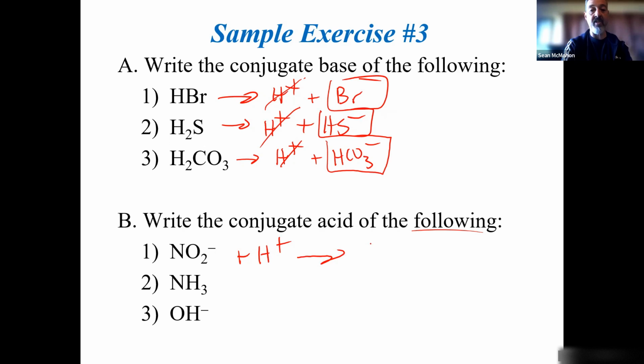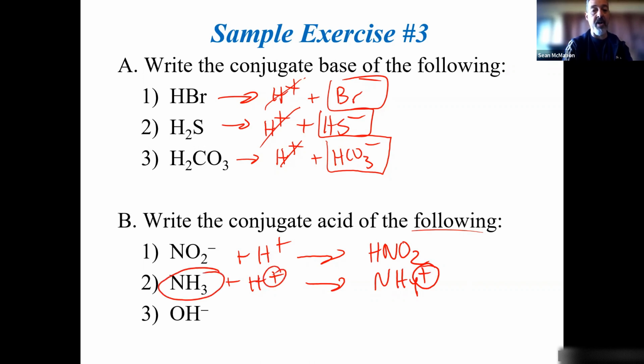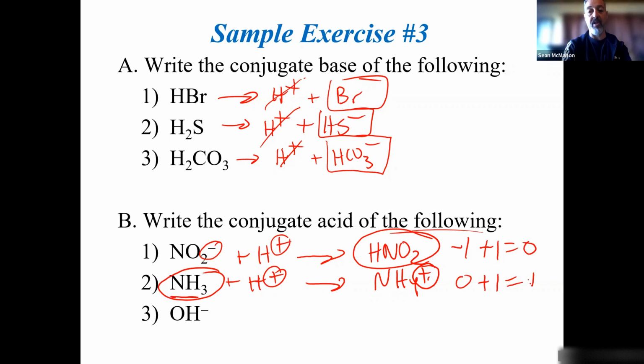Well, if I combine these two, I'd get nitrous acid. What if I add an H plus here? Ammonium. I have to keep the positive charge because this was neutral and there's a positive, so that has to be positive. The reason why this is neutral is this is negative, this is positive, so that becomes neutral. So you can think of it as -1 + 1 = 0. If you go to ammonia, number 2, 0 + 1 would equal +1.